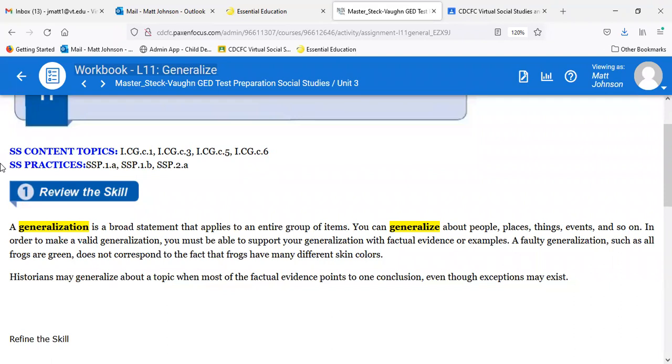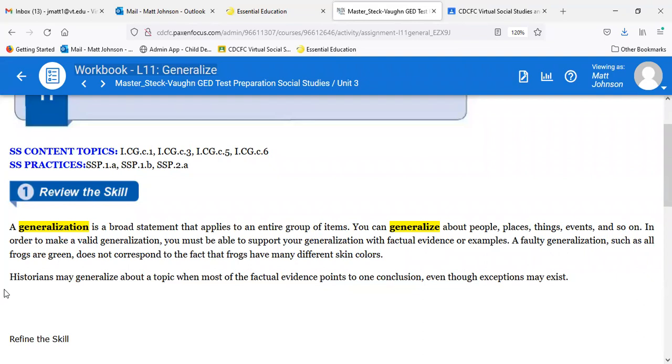And also, when you're reading and you discover generalizations, fact check them. When you hear on TV or something those words, all, most, many, few, in general, things like that, stop and say, does it really speak to the whole population or thing, place, whatever they're talking about?